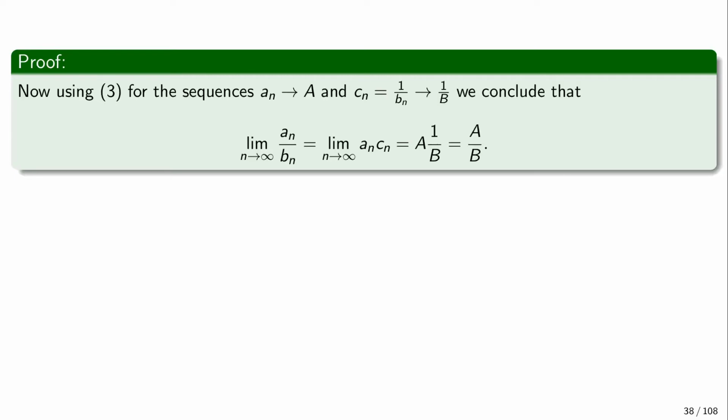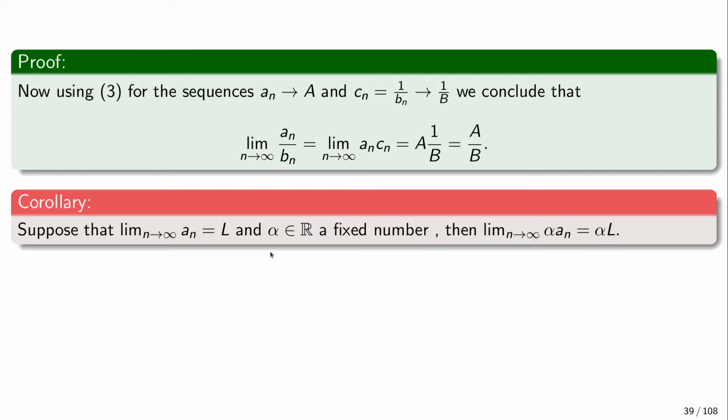So let's see what applications the limit arithmetic theorem has. Let us consider the first application of this theorem. That's a simple corollary. We've actually proved that whenever we have a product of two convergent sequences, then their product is also a convergent sequence, and it converges to the product of the limits.